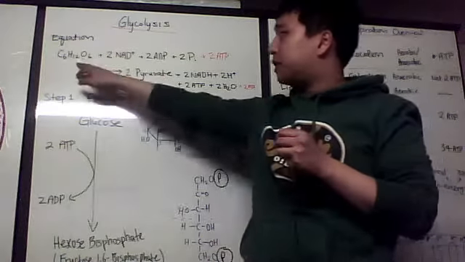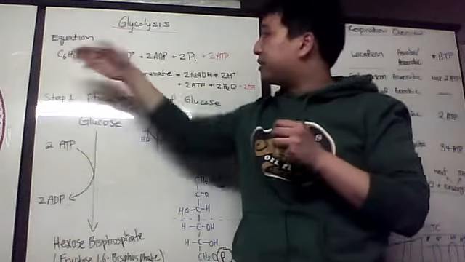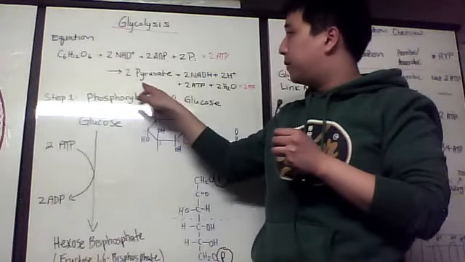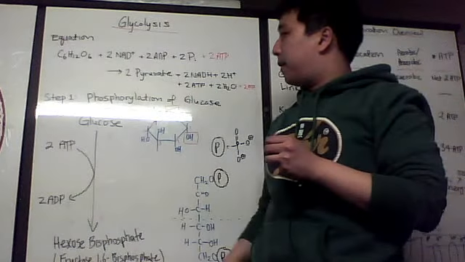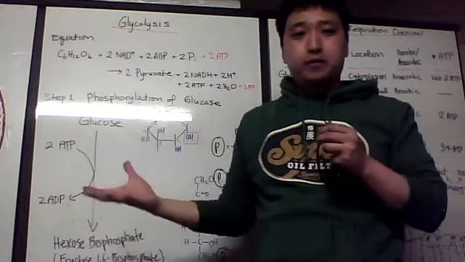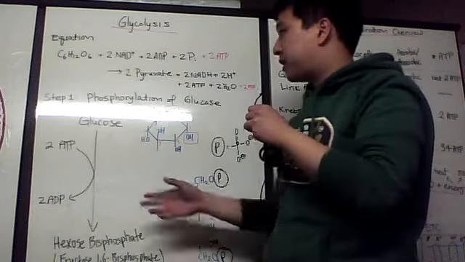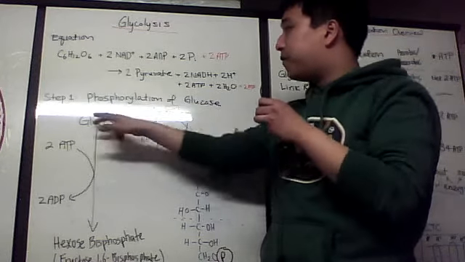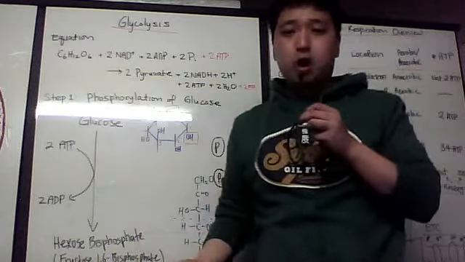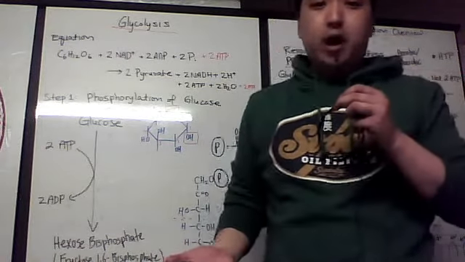carbons. So you can see how C6 breaks in half to become pyruvates, and we're going to discuss how the rest of the reagents come into play in the overall process. The very first step is called phosphorylation of glucose.